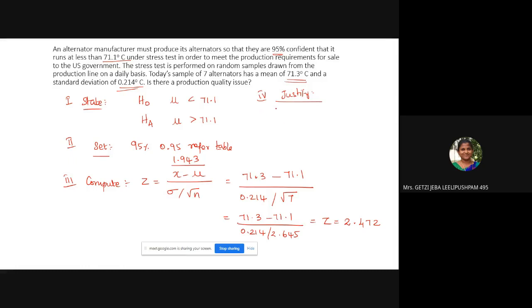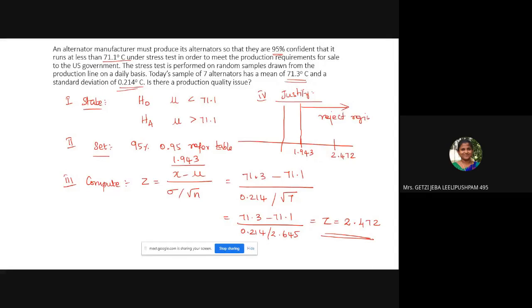Okay, so this is the draw. Let's draw the one tail. Okay, here it is, 1.943. But what is the Z value that we have got? Z value is 2.472. So this is the accepted region, but now your value falls in the reject region. Okay, your value falls in the reject region.